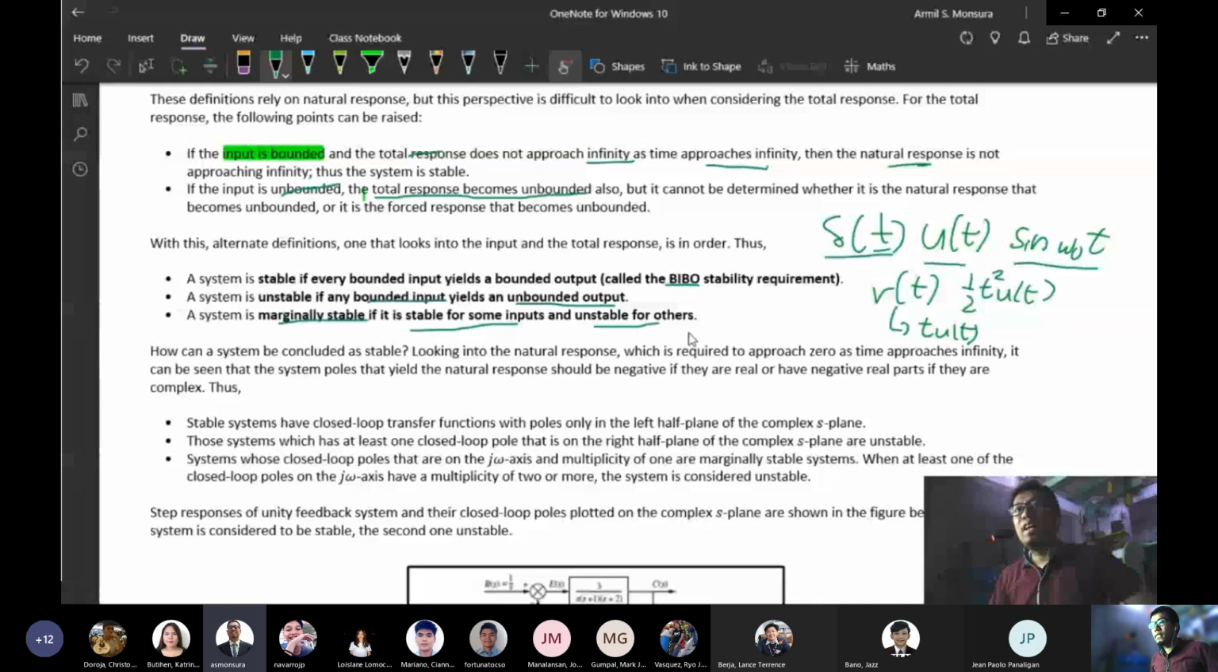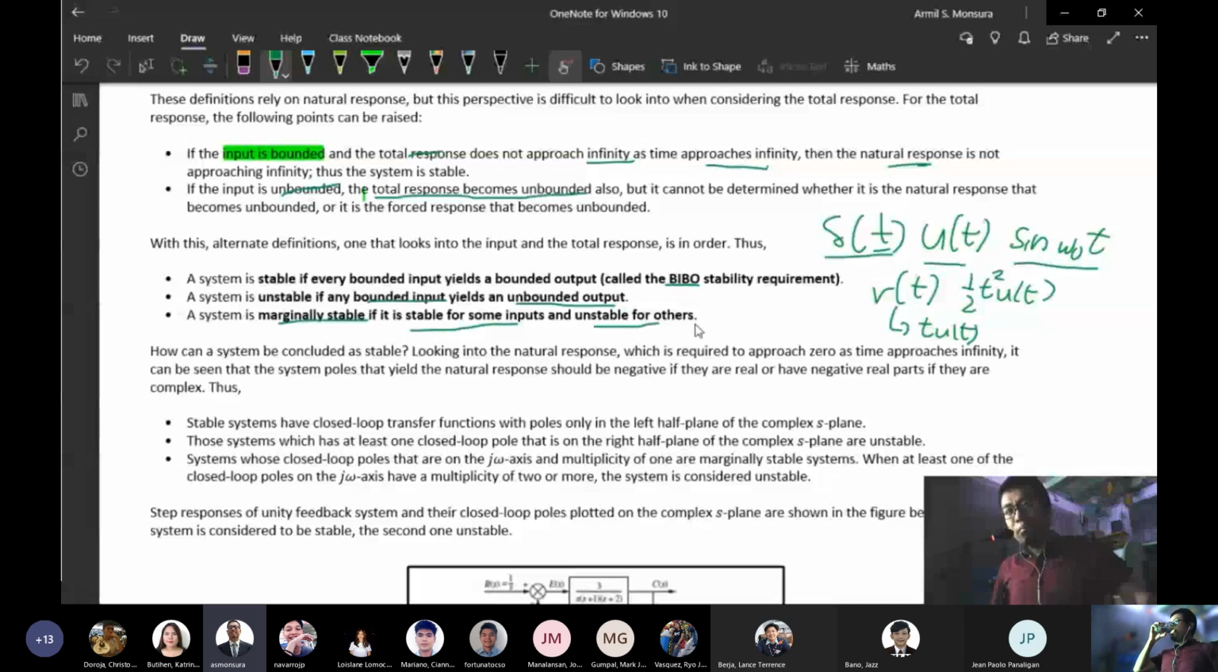So, we will have some alternative definitions. Kaya kapag talaga nagde-define tayo o nag-aantay ng stability ng system natin, we actually look at the signals. We actually look at the input and output signals, and then we actually inspect yung natural response kung kaya natin siyang i-isolate para malaman natin kung siya talaga ay stable o hindi.